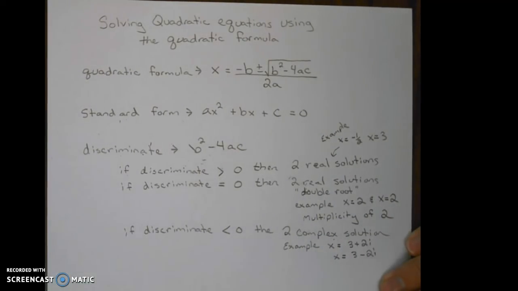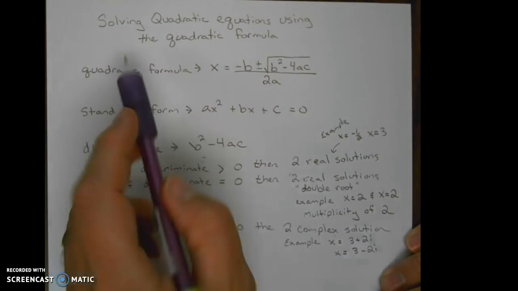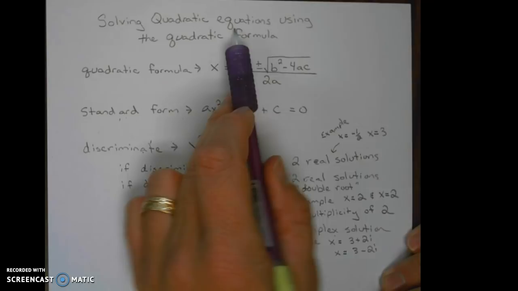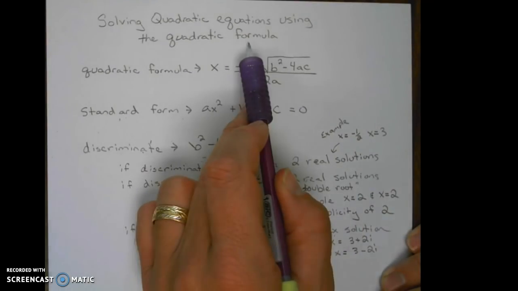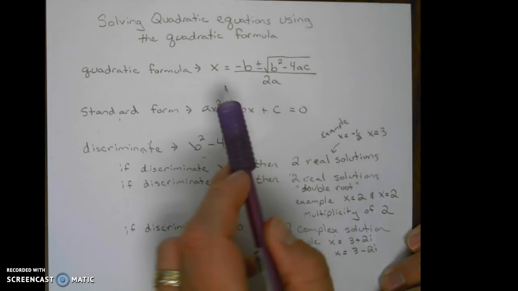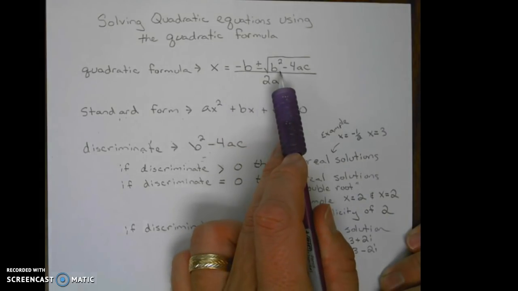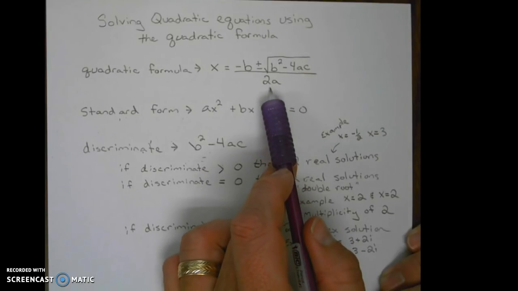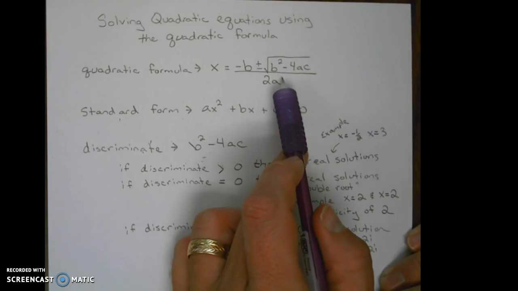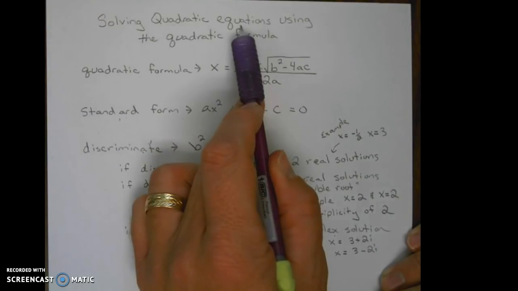Alright guys, we have a lot to cover this weekend. So we're going to be looking at solving quadratic equations using the quadratic formula. You may remember the quadratic formula from Algebra 1. The quadratic formula is x equals negative b plus or minus the square root of b squared minus 4ac, all over 2a. And this little formula here we can use to find the solutions to a quadratic equation.